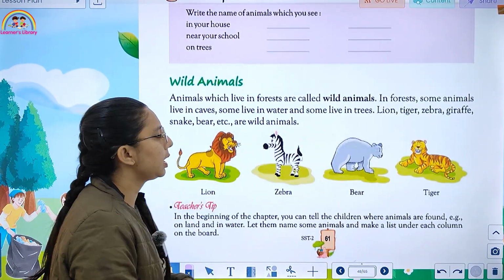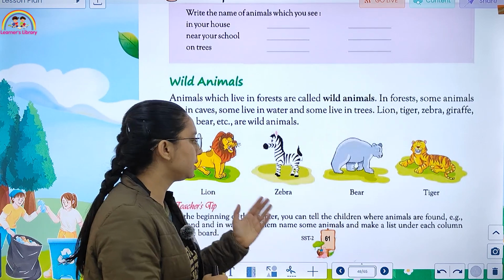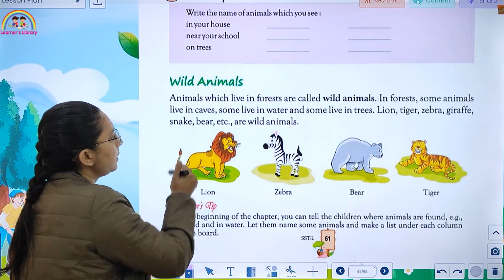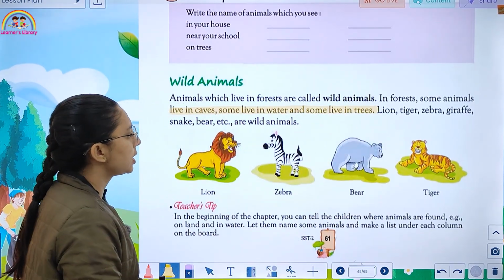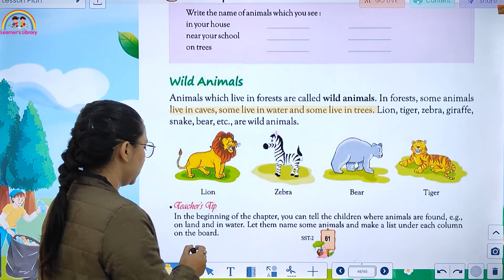Now wild animals. What are wild animals? Animals that live in forest are called wild animals. Like we have lion, zebra, bear, tiger. These are wild animals. In forest, some animals live in caves, some in water, and some live in trees. Like lion, giraffe, zebra, snake, bear. What are these? These are called wild animals.